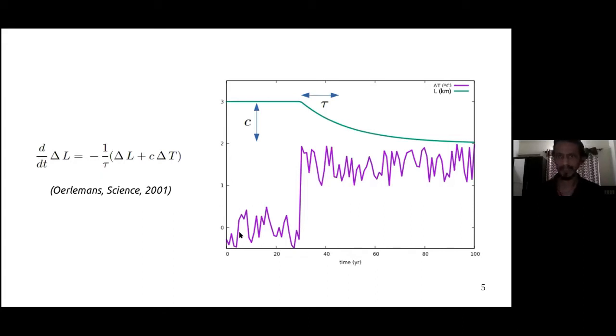Okay, and this is just a cartoon I have drawn. Let's say there is a step change in climate, and the glacier length was 3 kilometers. It will now become 2 kilometers because the climate sensitivity of this glacier is 1 kilometer per degree temperature change, and there will be a time scale over which it will attain this new steady state, and you don't care about the small, high frequency fluctuation. So that's all that will happen.